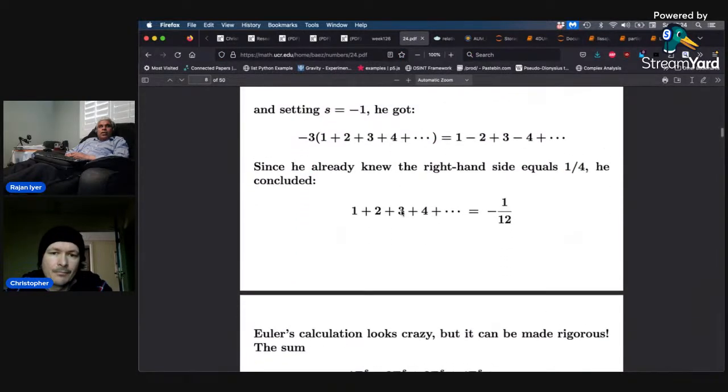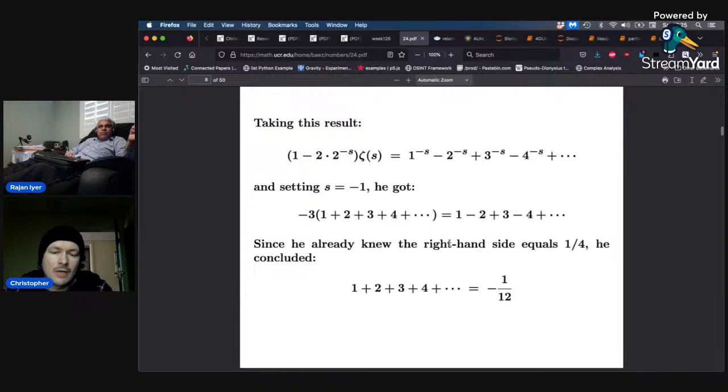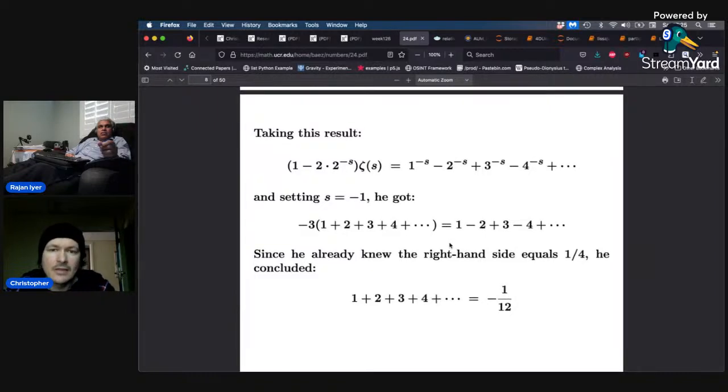Yeah, but the 1 plus 2 plus 3 should be under the zeta sign. It'd be the zeta of that, right? Because if you just add them, you are not going to get negative 1 over 12. You have to have the function. I think there is a way to do it. Ramanujan had a proof.